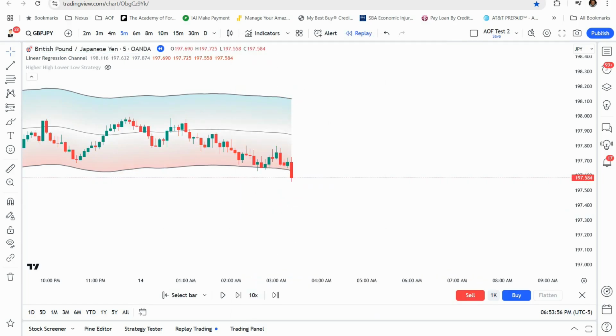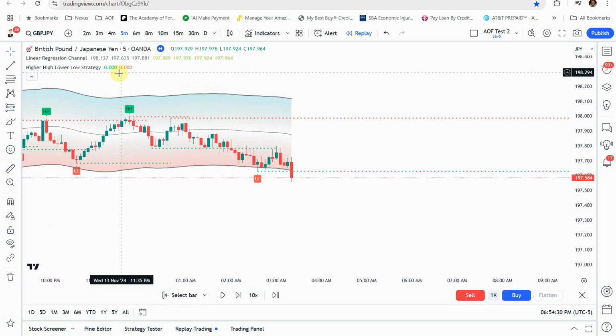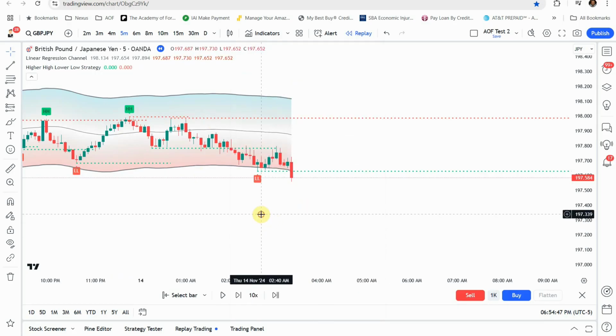The next indicator we will add to the screen is going to be the higher high, lower low strategy with source code. This one here by Lonesome, I forget the rest of the name. Nonetheless, click on that one and add it to the screen, and we'll jump into the settings as well. Under the Style tab, we're going to turn off the higher low, the lower high, and the bar coloration. We only want the higher highs and the lower lows to be displayed on screen. Go ahead and click OK.